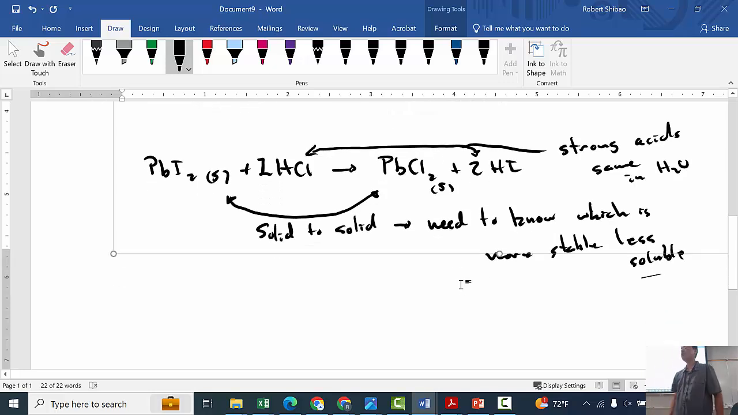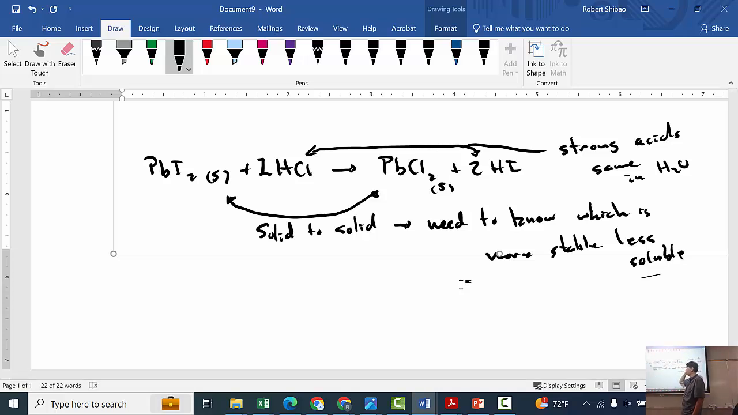A lot of people have said no reaction here for lead-2 iodide reacting with HCl, but we don't know. What I said in class is that we're going from solid to solid, and so we don't know if there's a driving force. We have 2 strong acids, so the 2 strong acids are going to be level. So that's not going to be a driving force. They're going to be the same. And so what we're looking for is which one is a more stable solid, lead-2 iodide or lead-2 chloride?